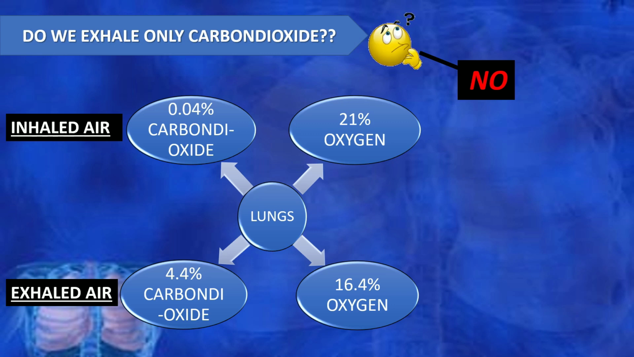Okay, so inhalation consists of less carbon dioxide and more oxygen. At the same time, when we talk about exhalation, we are giving out less oxygen and more carbon dioxide compared to inhalation. But it shows us that inhaled air is a mixture of gases, and exhaled air is also a mixture of gases. Okay, now let us see some facts about respiration or breathing.